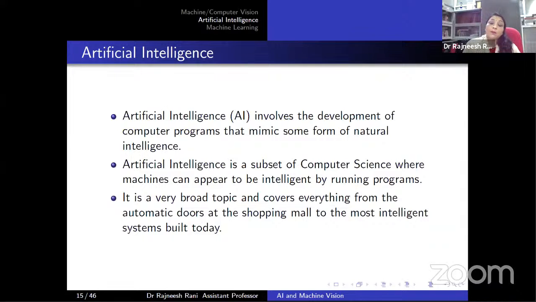And now how to make it possible that, as human vision is possible, similarly machine vision is possible? For that, we need artificial intelligence. So what is artificial intelligence? It involves the development of computer programs that mimic some form of natural intelligence.